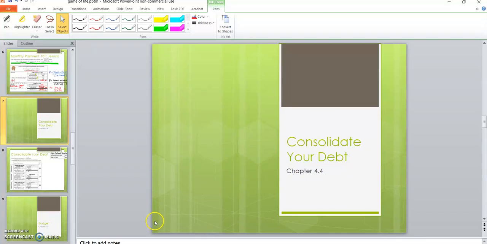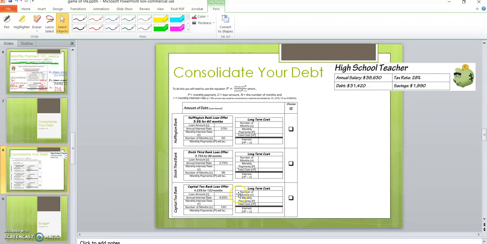Alright, so this video is on Consolidate Your Debt, and this is chapter 4.4. So in this lesson, what we're going to be going over is figuring out one of the bank loan offers and the long-term cost of it. And then afterwards, you are going to be completing the other two bank loan offers. So for this lesson, it's actually going to be very similar to the previous lesson for the monthly payment because we're using the exact same formula to calculate the monthly payments.